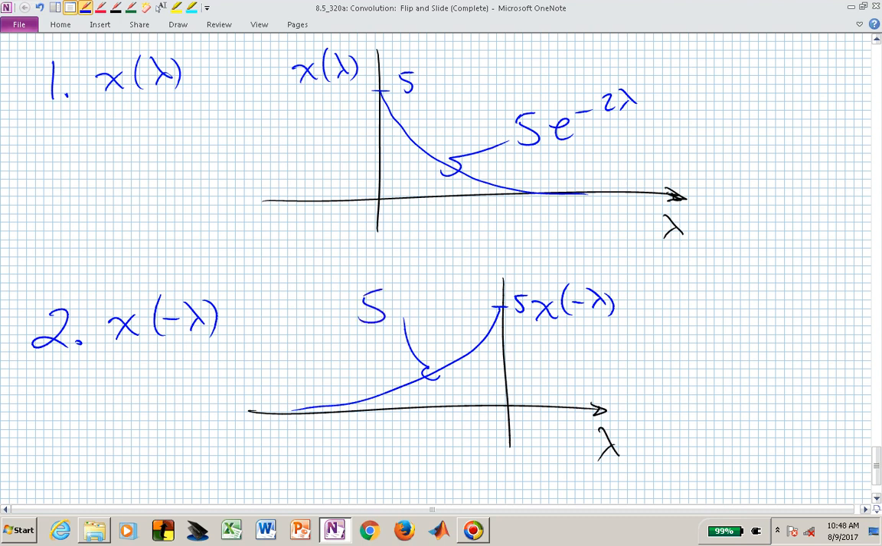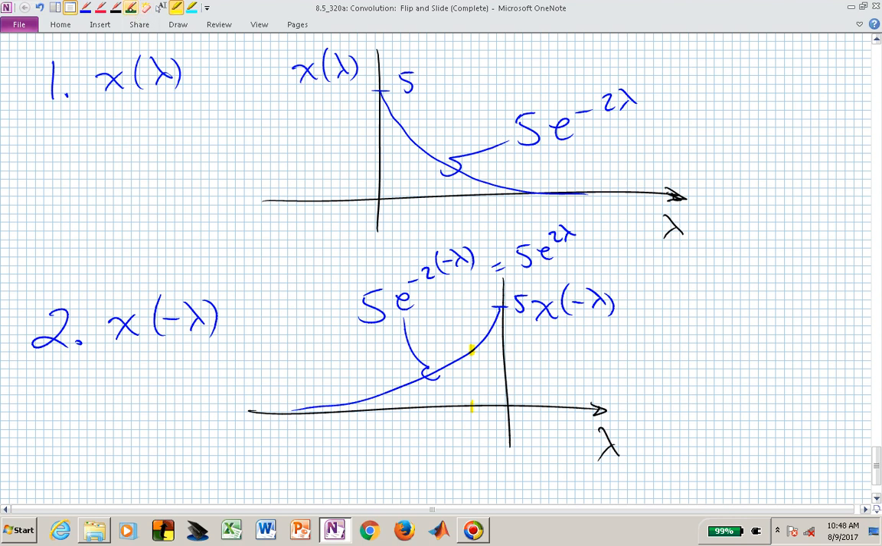But what do we have? Now we've replaced lambda with minus lambda. We had 5e to the minus 2 lambda, but now we're replacing lambda with minus lambda. So this is actually going to be 5e to the 2 lambda, and you should be able to plug in different values of lambda and produce the correct functional value of x of minus lambda.